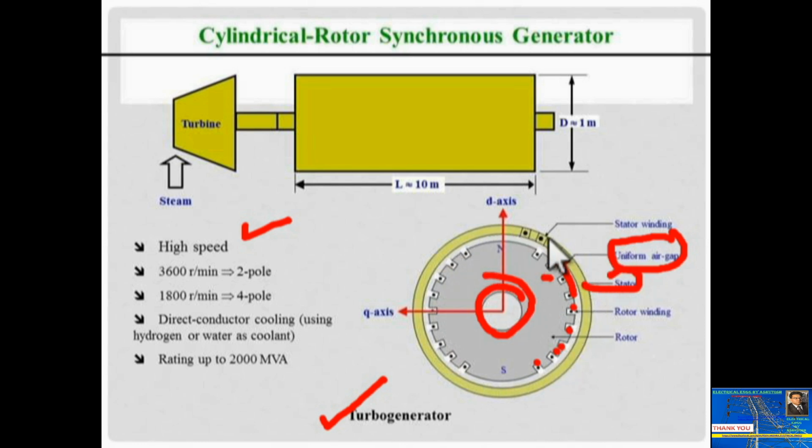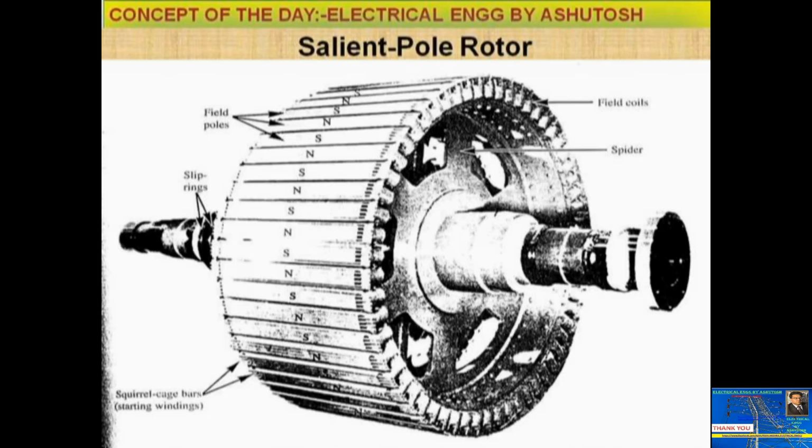So guys, the cylindrical rotor has only one reactance, the synchronous reactance, that is called synchronous reactance. But here in case of salient pole alternator, this is actually the salient pole alternator, there is a non-uniform air gap actually.